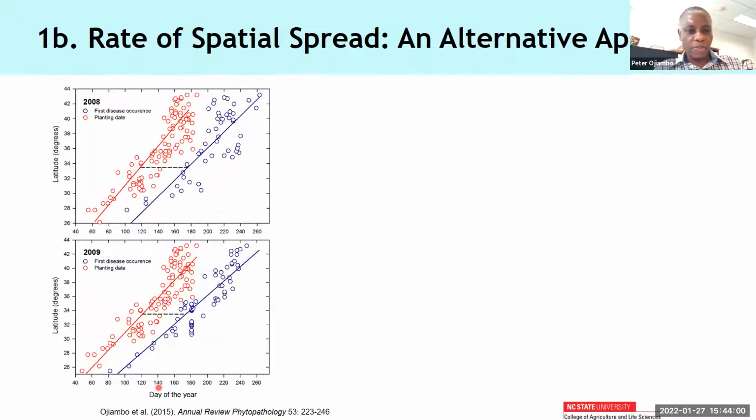To do this, we went back to the data set and plotted the day of the year on the x-axis and the latitude on the y-axis. The symbols in red are the date of planting, and the symbols in blue are where the first disease occurrence was reported. These are plotted based on the day of the year and the corresponding latitude. We thought we could use this information to better determine the spread of the pathogen on a spatial scale, and to compare with observations based on just the maximum distance and the number of cases reported.